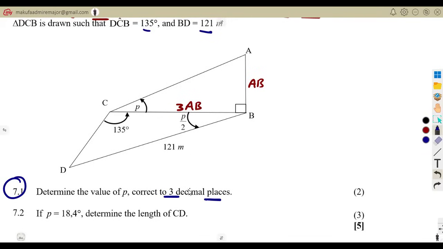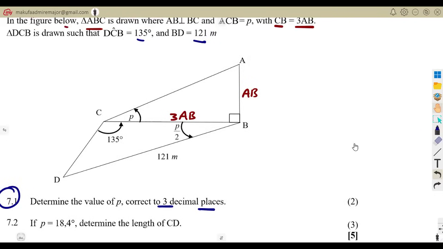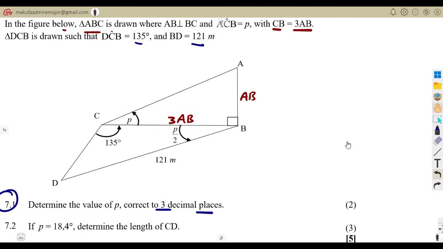Correct to 3 decimal places. To 3 decimal places, you are given an instruction to use. How can we determine the value of P? Which concept? What can we use?